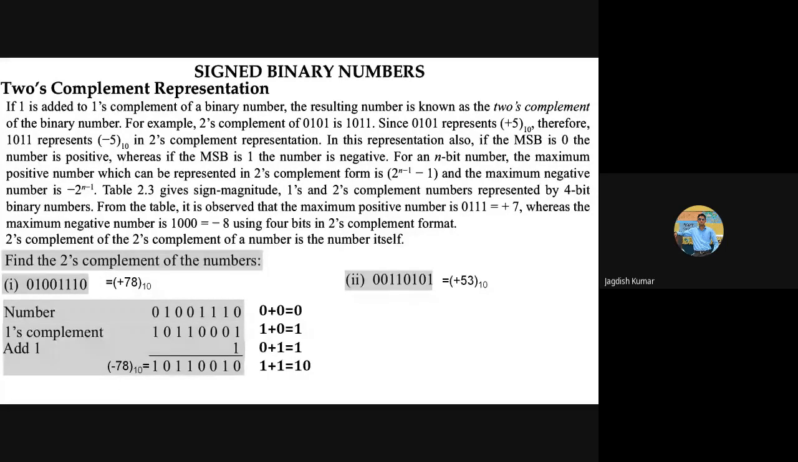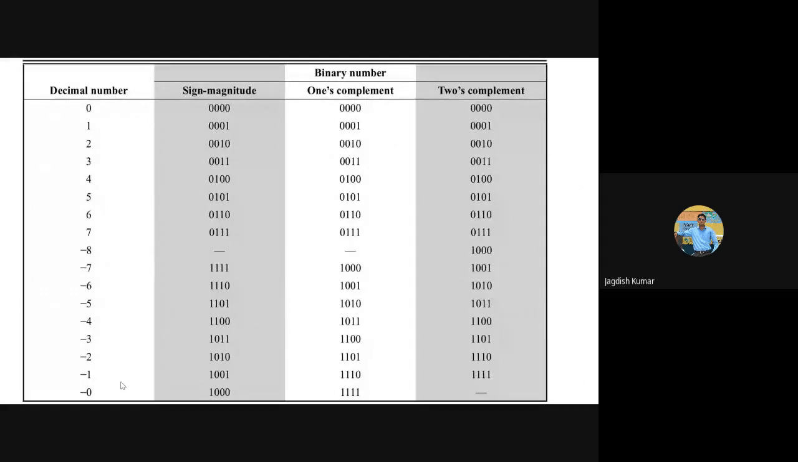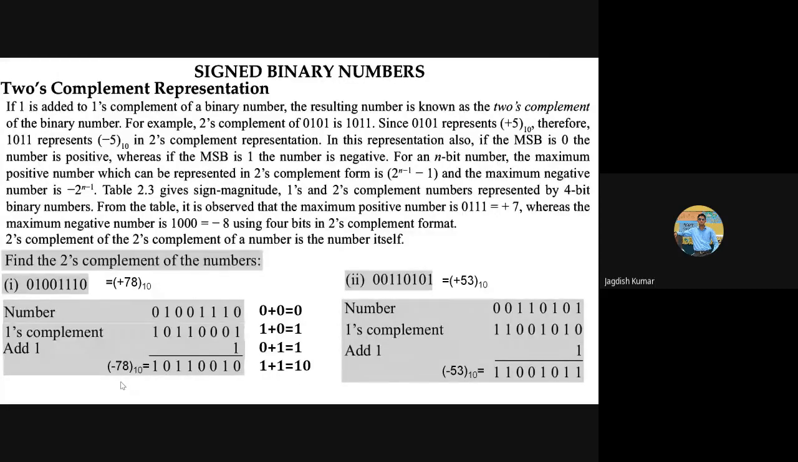How should we write down minus 53? So the 2's complement will follow this way. The number is this. You have to write down its 1's complement and then add 1 to it, and that is going to be the 2's complement of this number. And this number is nothing but minus 53. All right, this is what we already discussed.